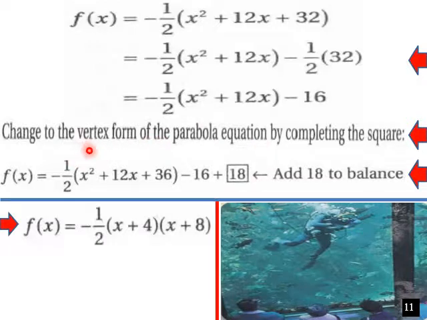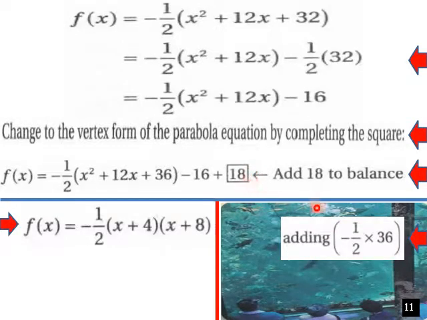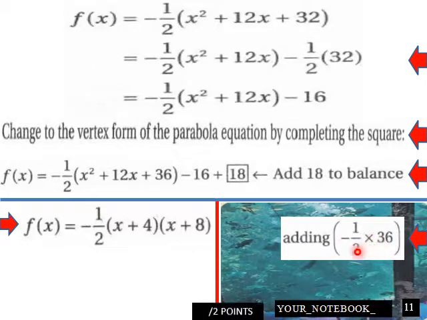To change to the vertex form of the parabola equation by completing the square, we add 12 over 2 squared, which is 6 squared, so that would be 36, times a negative 1/2. That'll be a negative as well, so it'll be 18. So we would add 18 to both sides here. This is attained by adding negative 1/2 times 36.